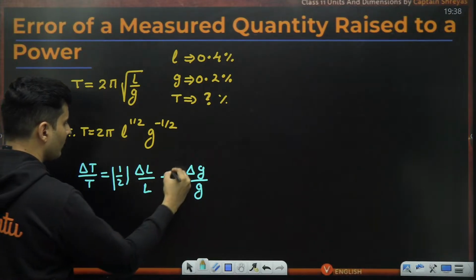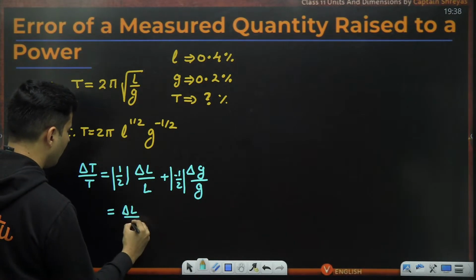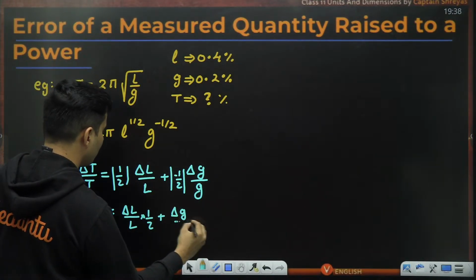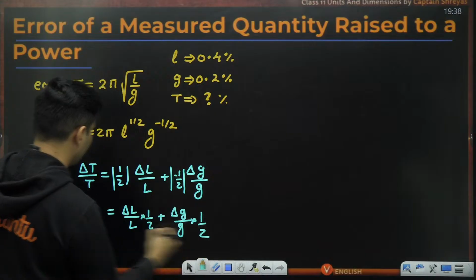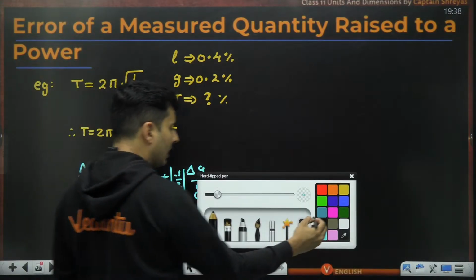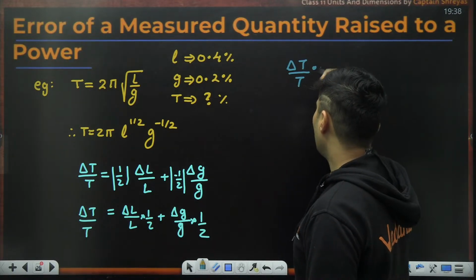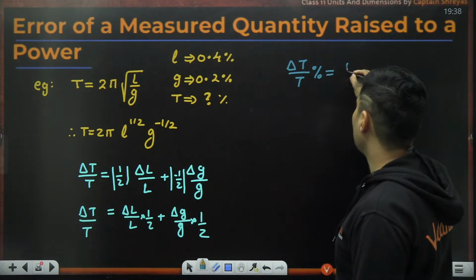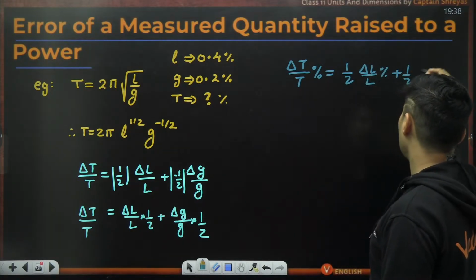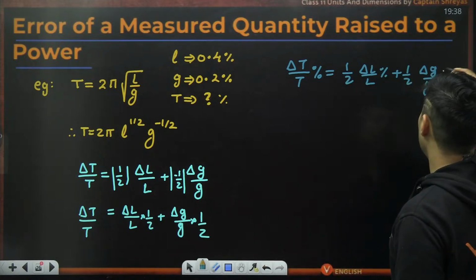So half modulus minus half also modulus. So this will become delta L by L, but this is half times, and this is also delta G by G, also half times. This was just relative error, but I can also convert it into percentage error. I can say delta T by T percentage, put percentage symbol everywhere, half times delta L by L percentage plus half times delta G by G percentage.